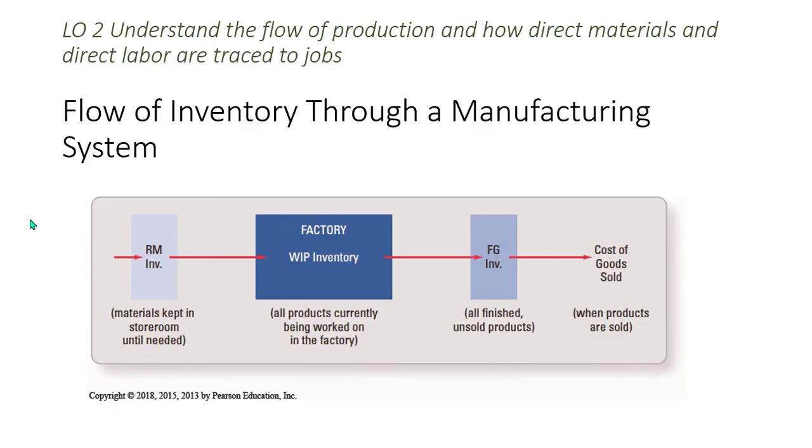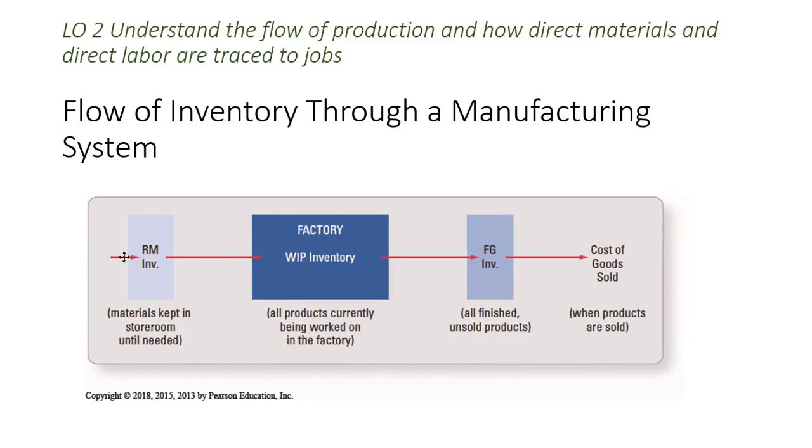Now here's an example. The next thing we had to look at is how to understand the flow of production and how direct materials and direct labor are traced to jobs. This is very similar to what we did in the last chapter. When I think of raw material inventory, I think of material stores with a big chain around everything. There has to be a lot of security here, and there's a person who checks things in and checks things out, and is responsible for all those materials.